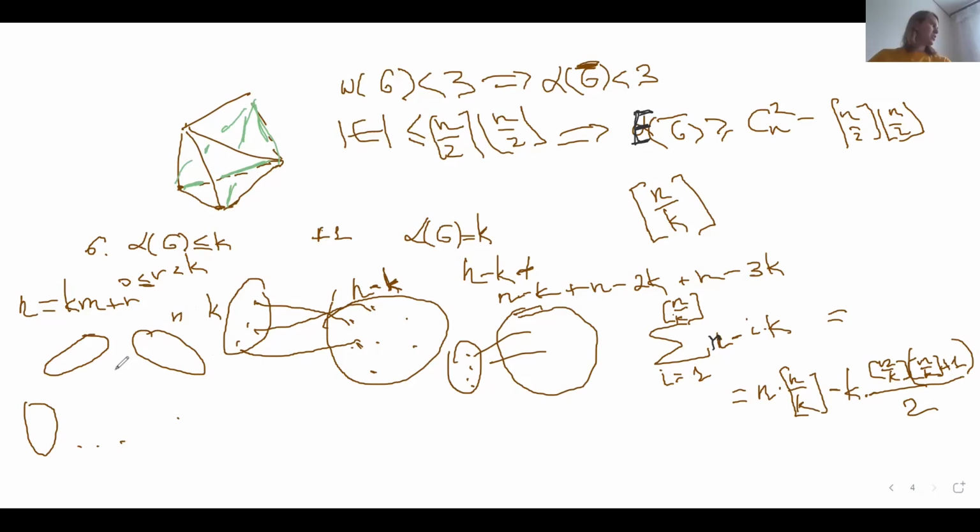Exactly r of them will have m plus one elements, and all the other k minus r components will have exactly m elements, and all the vertices from different sets would be connected and they give us exactly the same number of edges.